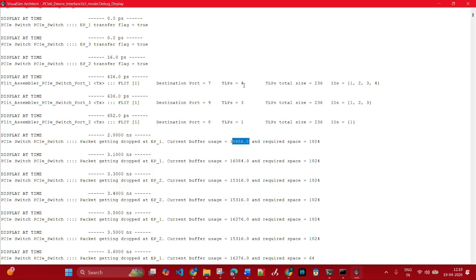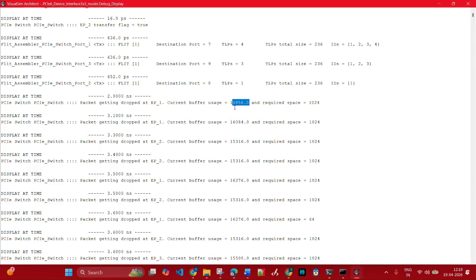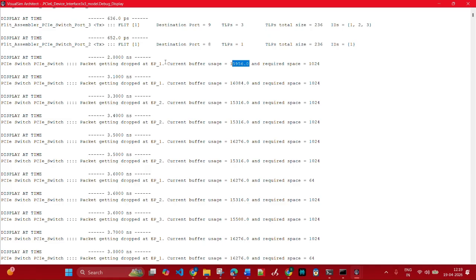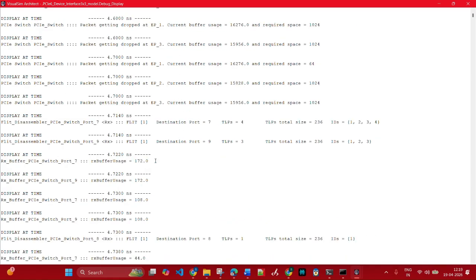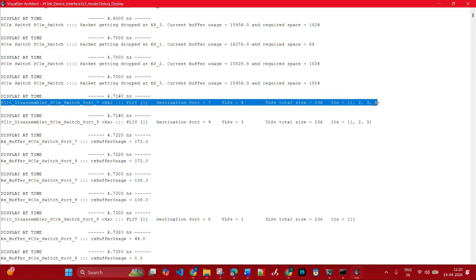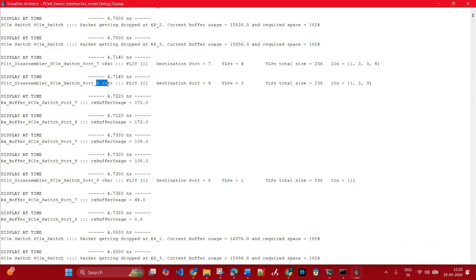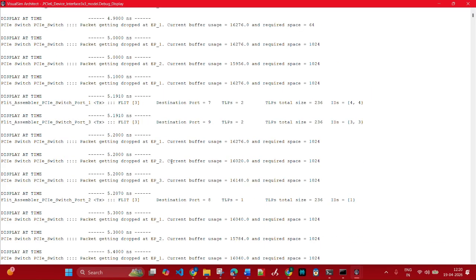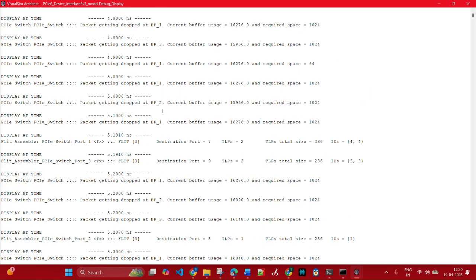So for 16 3 to 4 minus whatever that buffer usage. So it has used this much buffer for that endpoint one. Coming next, the issue is after the next split distance. At 7 it got received. It's saying fit disassembler PCI switch, so it received whatever transaction it was. Similarly, port 9 received the sent, port 8 also received, and there is acknowledgement also getting sent back.